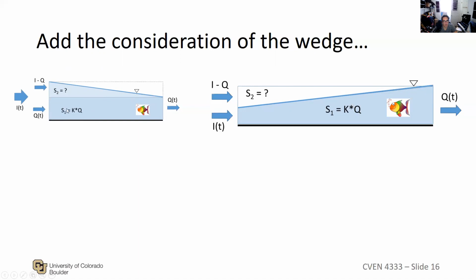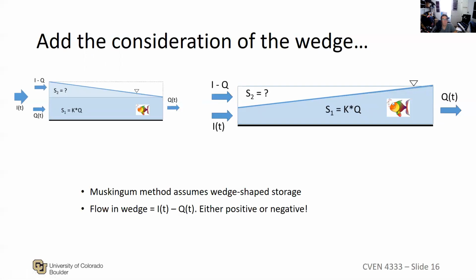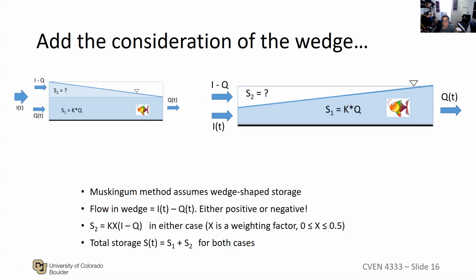Now, we know that the first part of the storage is just going to be K times Q as usual, and we need to figure out what the second part of that storage is, okay? And what ends up happening is all it is just S2 equals K times this new parameter X multiplied by the difference between I and Q. And again, the sign sort of works itself out because of the relationship between I and Q. In both cases, you can just add the storages up. So the total storage is just the wedge plus the prism.